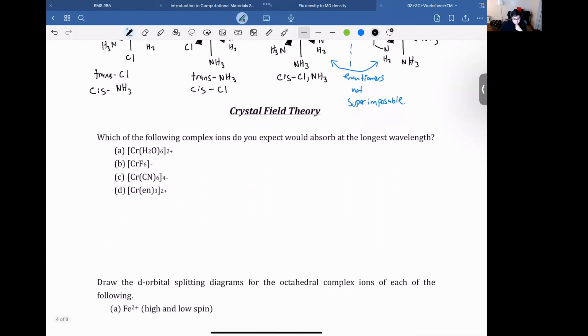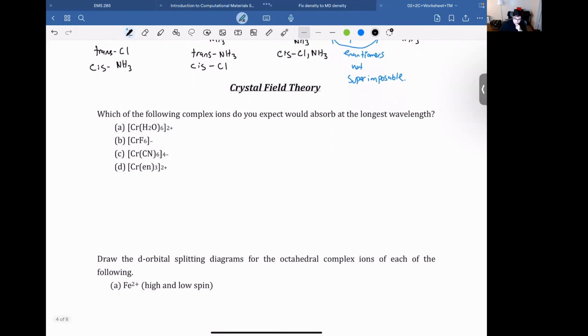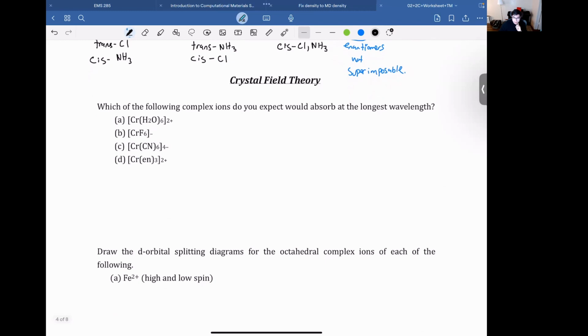All right, going to the next one, it says, which of the following complex ions do you expect would absorb at the longest wavelength? So the way we can do this one is using this equation. And you're not going to actually plug in anything. But we have this. So energy is equal to Planck's constant times the speed of light divided by the wavelength. Now, you can solve this algebraically for wavelength like that.